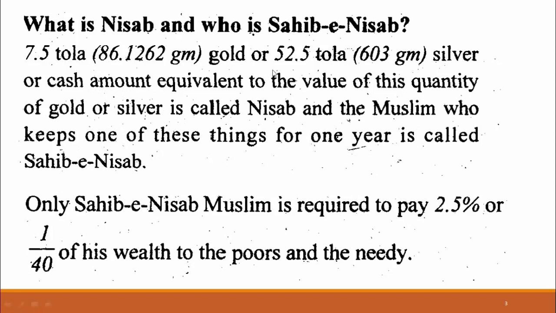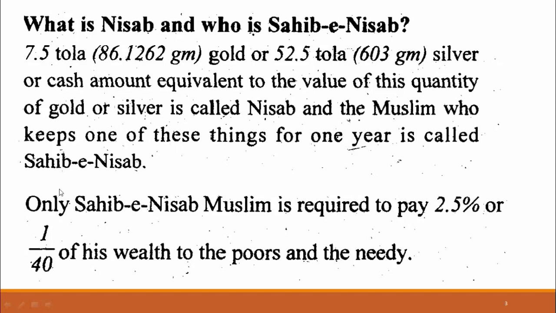So dear students, this point is very important. What is the Nisab for the Zakat and what is Sahib Nisab? 7.5 tola gold means 86.1262 gram, or 52.5 tola silver, 603 gram, or any cash amount equivalent to these two values. Any cash amount equivalent to the value of this quantity of gold or silver is called Nisab. And the Muslim who keeps one of these two things for 1 year is called Sahib Nisab.